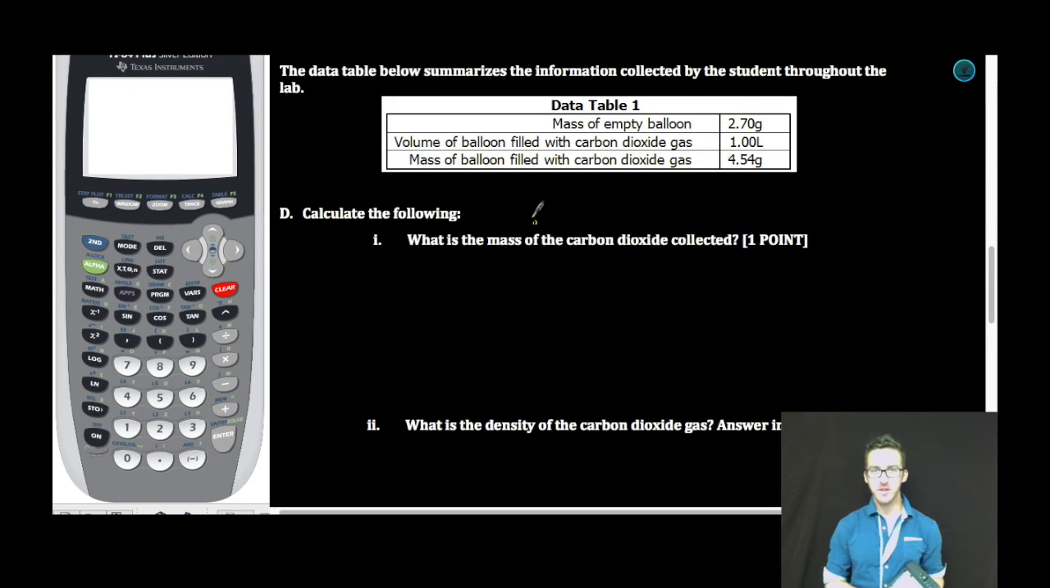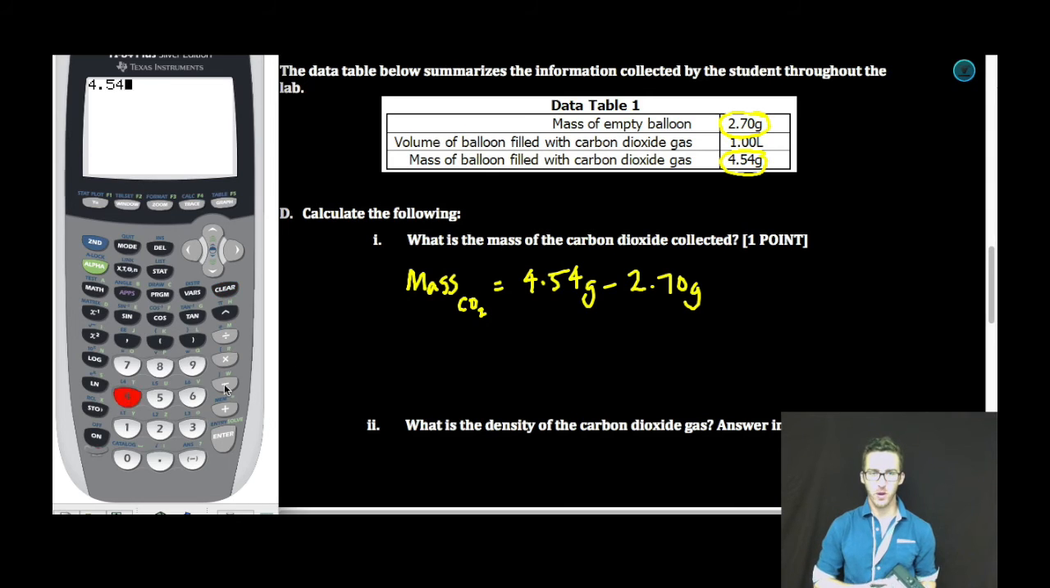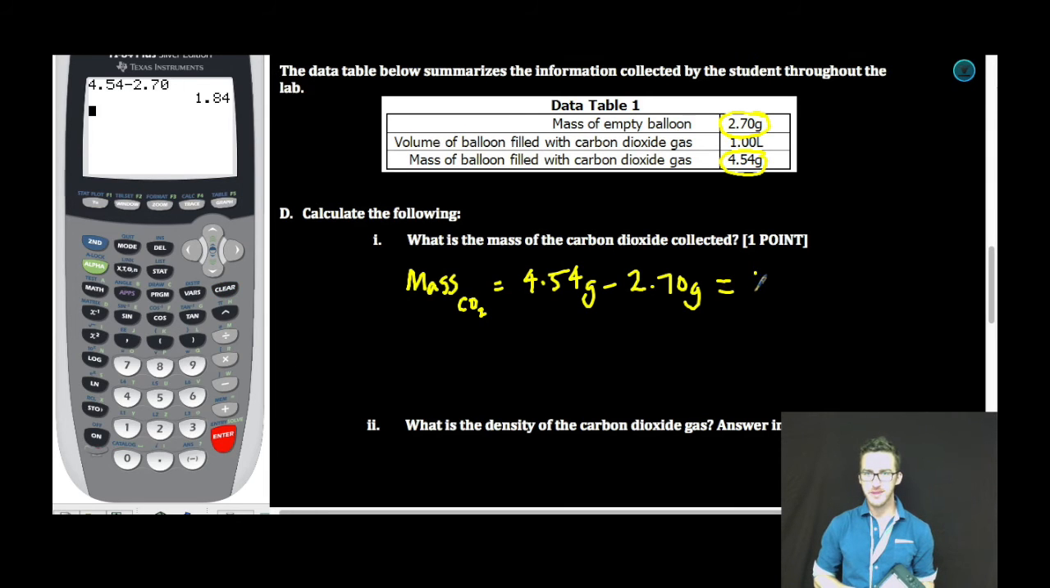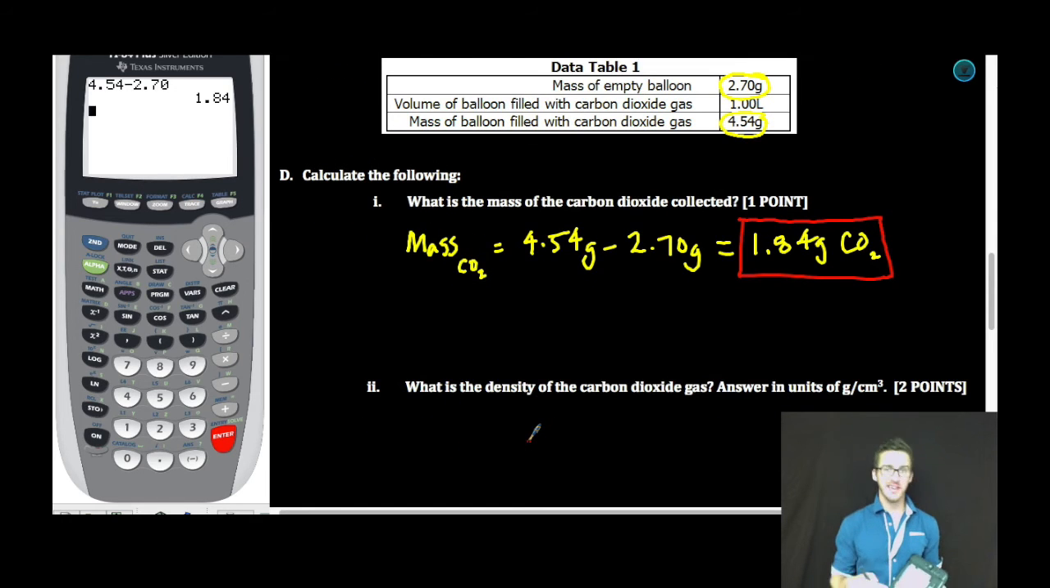Part D, calculate the following. Subpart I. What is the mass of the carbon dioxide collected? Mass CO2. This is going to be equal to the mass of the balloon filled with CO2 minus the mass of the empty balloon. Let's hit up our calculator. 4.54 minus 2.70. Keep sig figs in mind, 1.84 grams of CO2. Boom. Subpart II. What is the density of the carbon dioxide gas? Answer in units of grams per cubic centimeter.